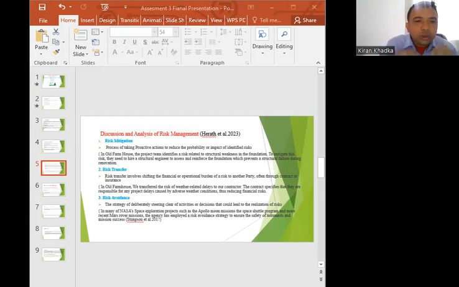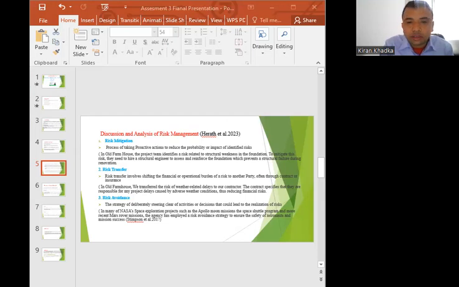Risk mitigation. We aim to reduce the impact or likelihood of a risk. An example would be conducting regular maintenance to prevent equipment breakdowns. For example, in an old farmhouse project, the team identified a risk related to structural weakness in the foundation. To mitigate these risks, they hired a structural engineer to assess and reinforce the foundation, which prevents a structural failure during renovations.